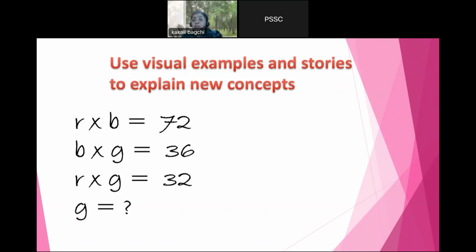Yes, G is 4. Now, dear friends, it is a question of algebra. It's a question of factorization. It's a question of solving equations. Algebra starts in CBSE from class 6. So it is never a question of primary level. Am I correct? It is never a question of primary level.